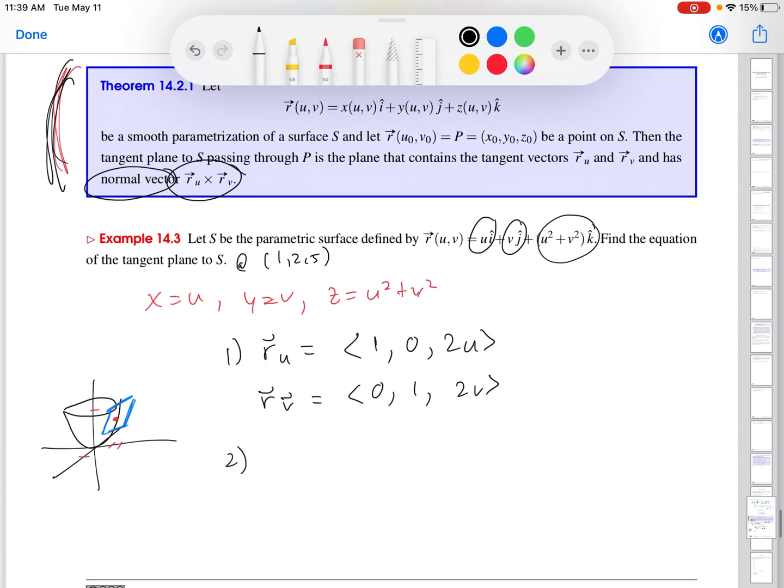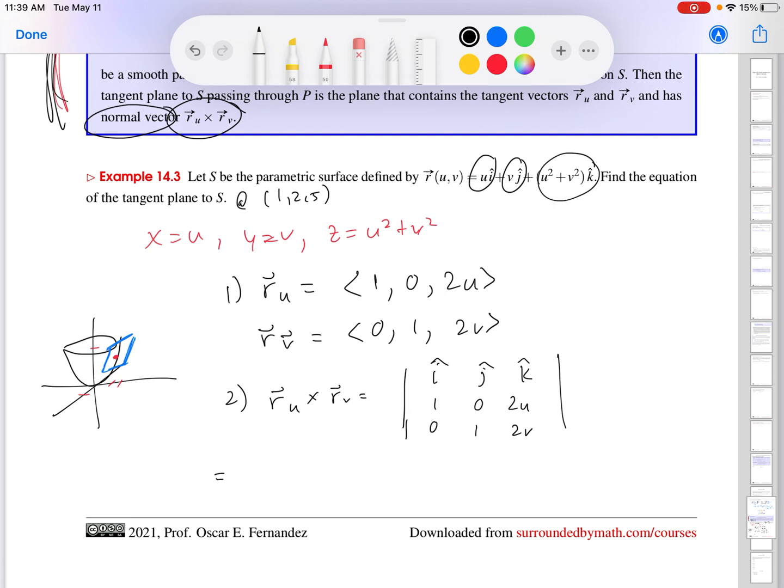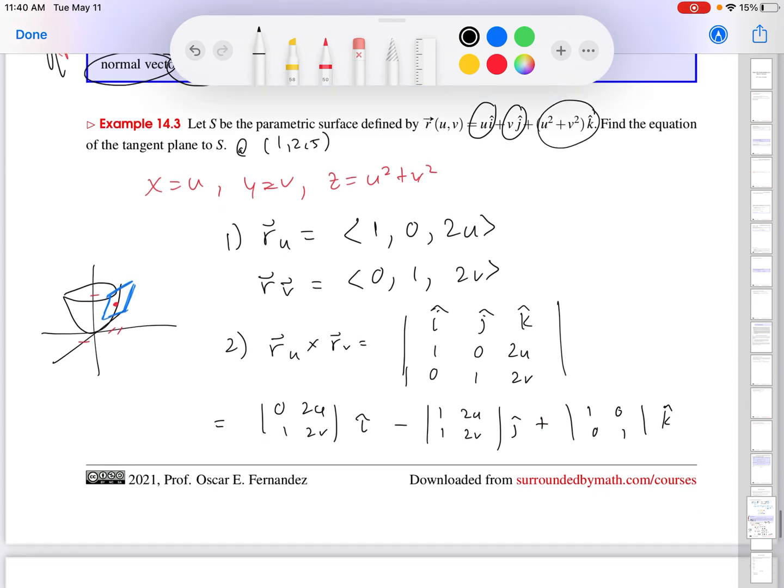Great. And then I calculate the cross product, r_u cross r_v. Remember how this goes in our course? We have the nice way of thinking of it as the determinant of a 3 by 3 matrix. We put in 1, 0, 2u, 0, 1, 2v, and then we calculate this determinant. So I have 0, 2u, 1, 2v in the i hat direction. Alternate the sign: 1, 2u, and then 0, 2v in the j hat direction, and then alternate the sign once more: 1, 0, 0, 1 in the k hat direction.